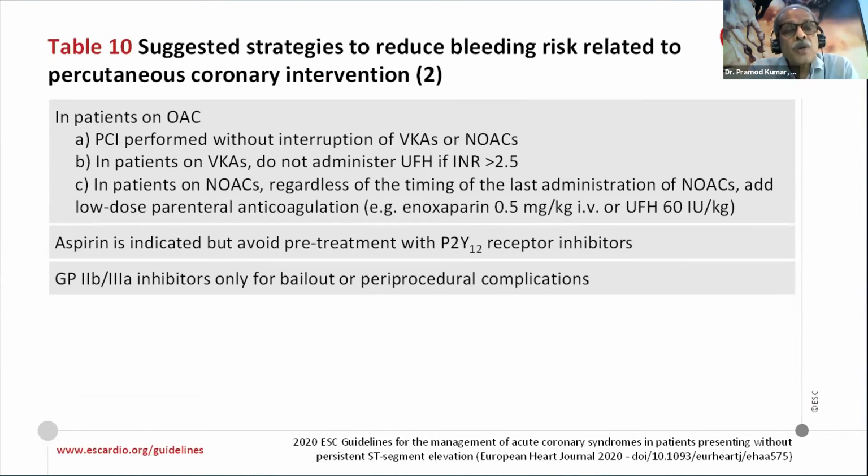Again, for patients who are already on anticoagulation, there are certain guidelines: if the patient is on NOAC, don't stop that, continue it. And in patients who have an INR more than 2.5, don't use heparin when you're doing the PCI. Patients who are on NOAC, whatever the time of last administration, must be given UFH, but at a lower dose. Pre-treatment is not recommended in patients who are at high risk of bleeding, and GP2B3A is also not required unless it is needed for a bailout.